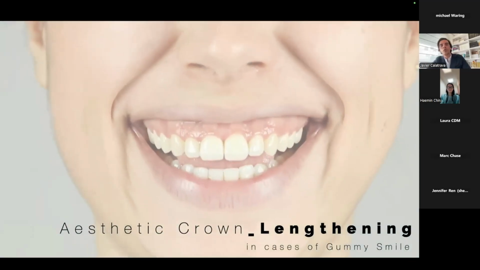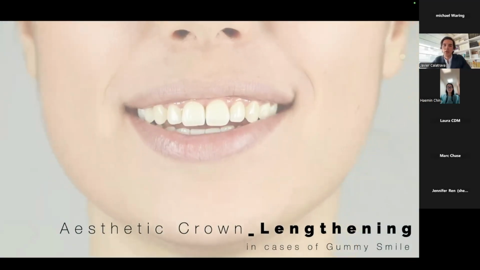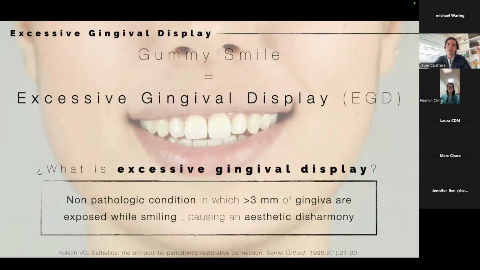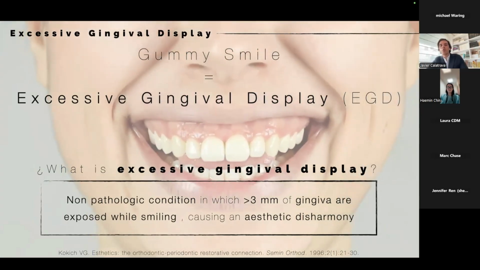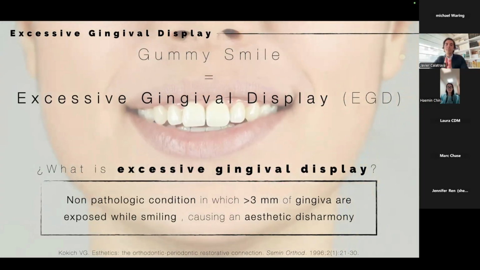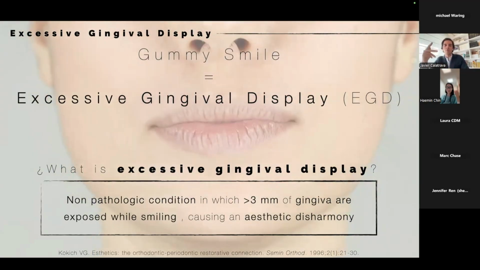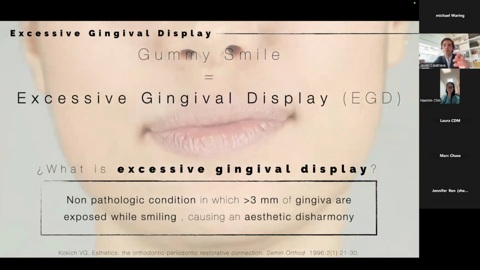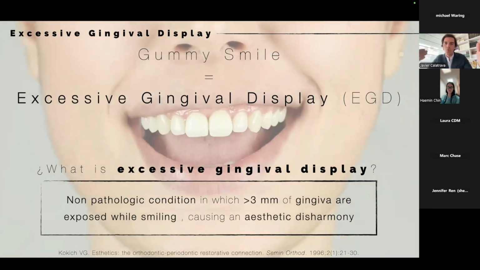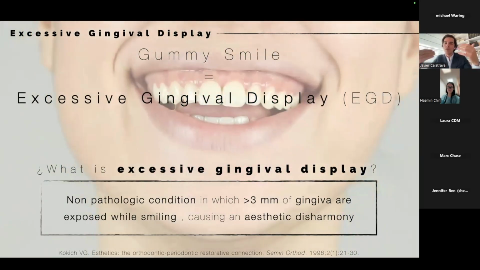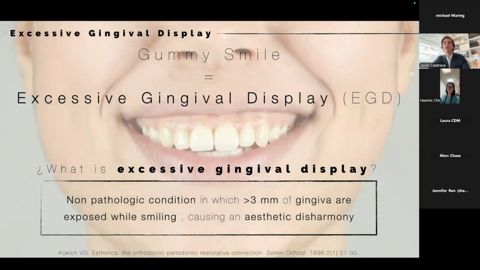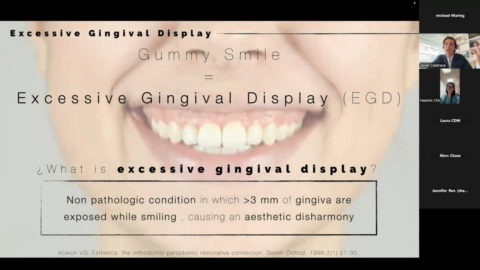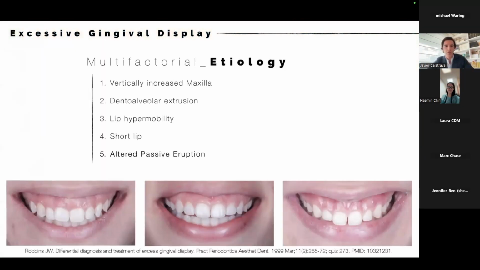Well, first we need to understand what is a gummy smile. Each person could have their own definition, but by the literature, excessive gingival display, or what people commonly call gummy smile, is a non-pathologic condition in which more than 3 millimeters of gingiva are exposed while smiling, causing an aesthetic disharmony. However, if a patient comes to you tomorrow with a slight gummy smile, but they're very happy with their smile, don't go telling them that they have aesthetic disharmony and create a complex on them, because some people believe that having a slight gummy smile is part of their personality.